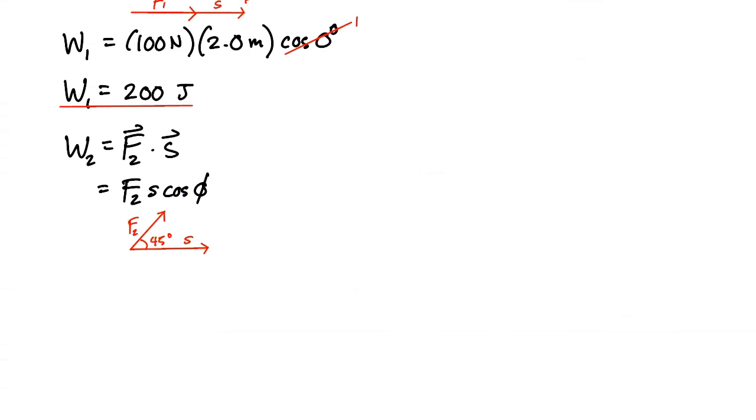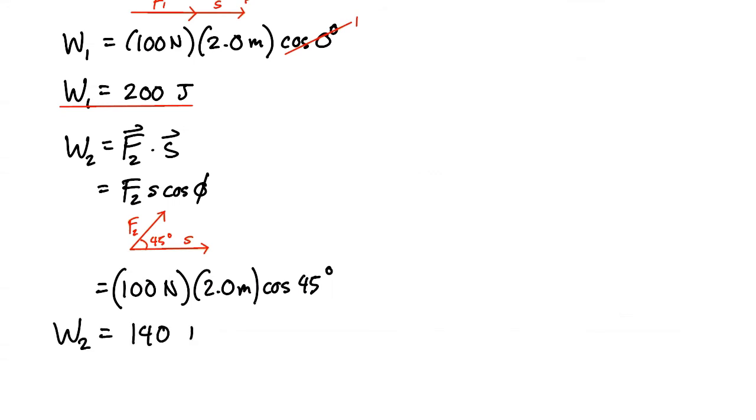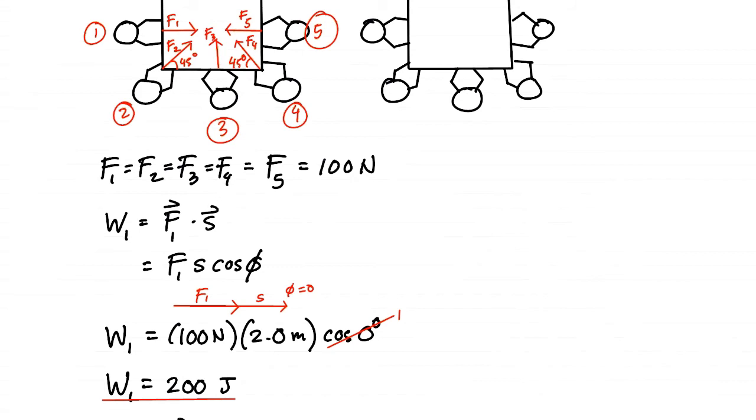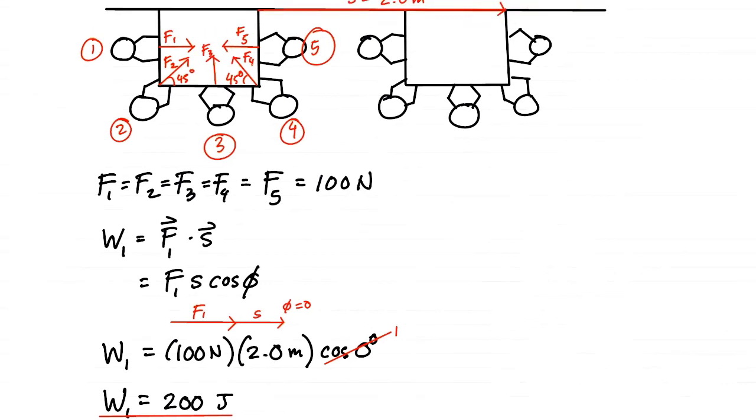So, now, let's substitute their values. Again, our force is 100 newtons. They all have the same magnitudes. Displacement is 2 meters. And then, our angle is 45 degrees. Now, if you plug this into your calculator, and round off to 2 significant figures, you should get 140 joules. So, this is the work done by friend number 2. So, this friend here.